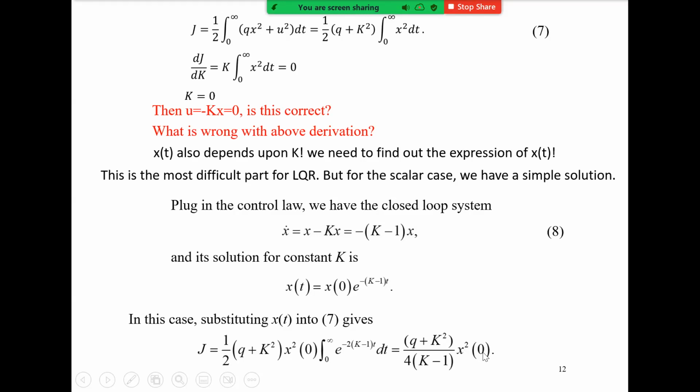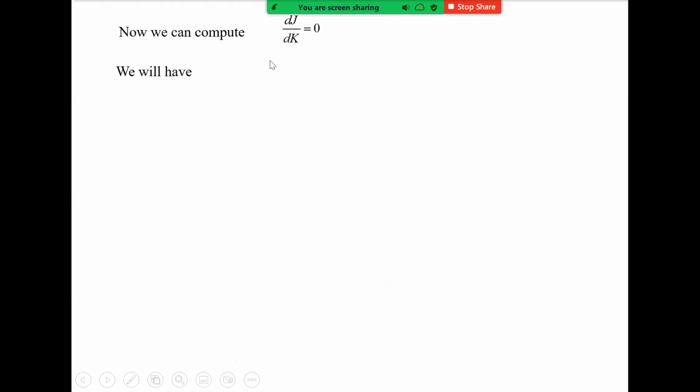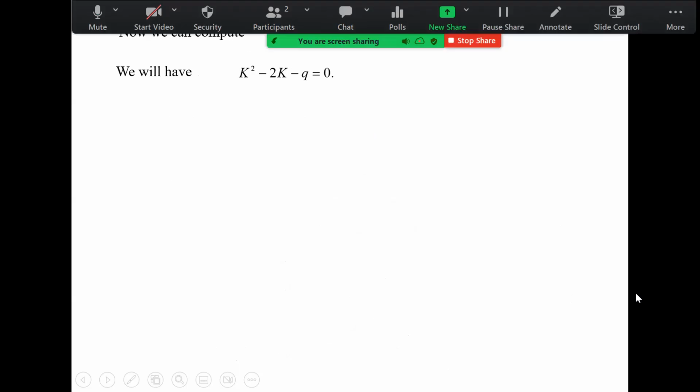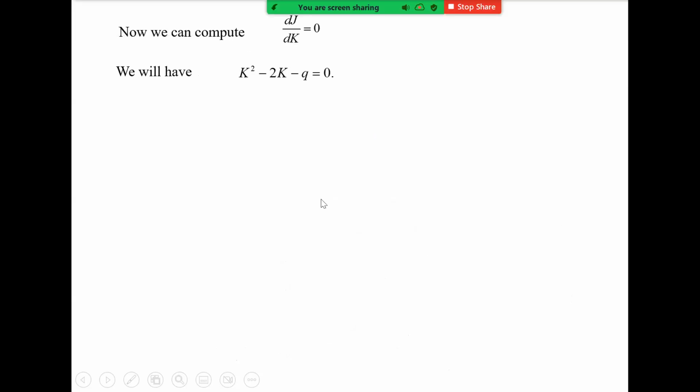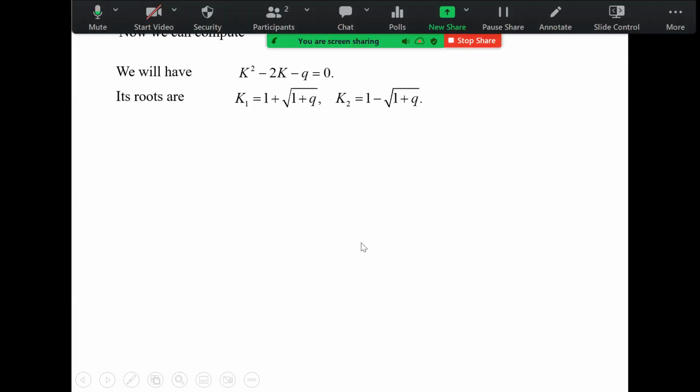Now we can compute the derivative. I also skip the details of how to get the derivative. You are graduate students, everybody should know how to do that. Then this is the equation for when the derivative equals 0. It is a quadratic equation with two solutions, k1 and k2.